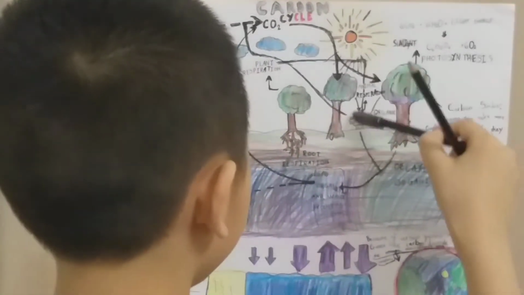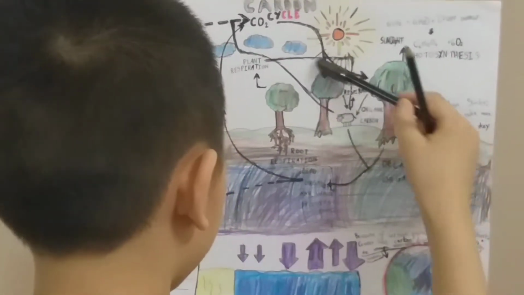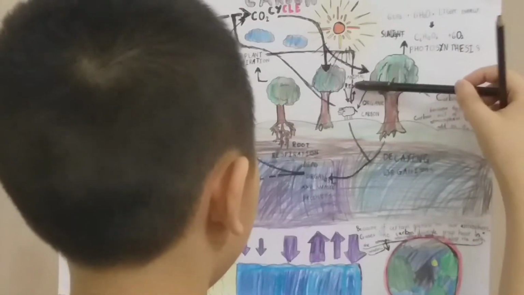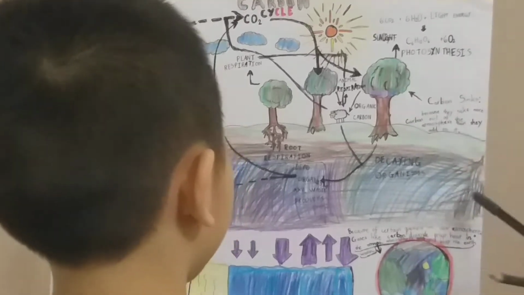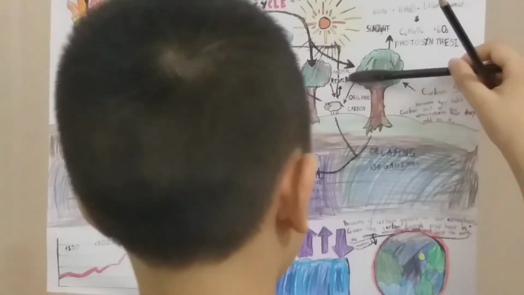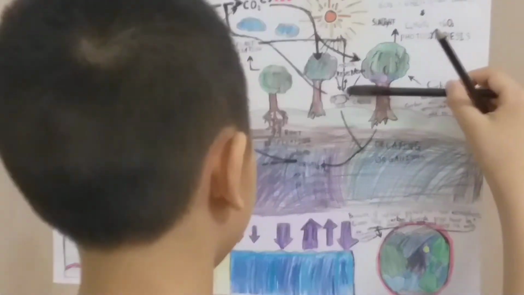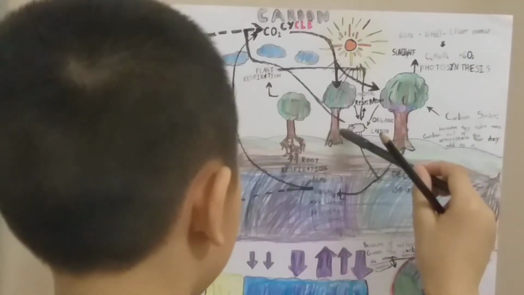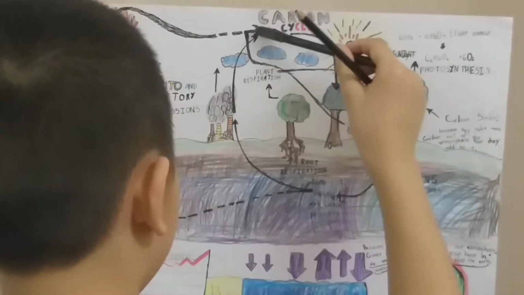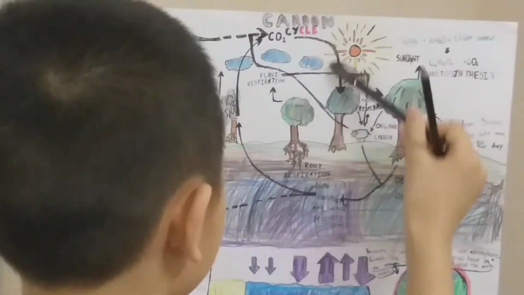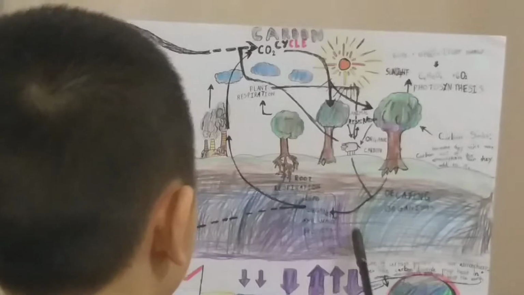Then animals use the organic carbon and plant waste to make animal energy, and what they expel is animal respiration. They expel carbon dioxide, which returns to the atmosphere again, and then back to plants.